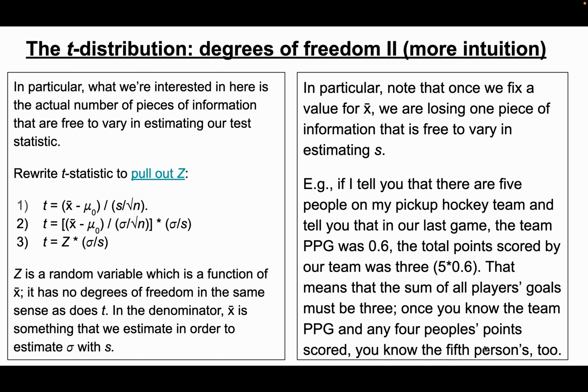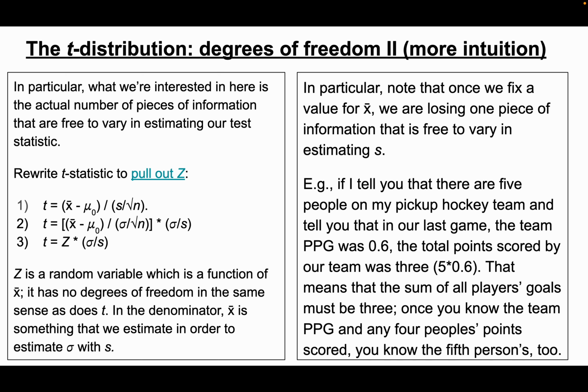So if you know for sure that there were 3 points scored by the team overall, and you know that 4 people, for instance, had 2 goals among them, that means that the fifth person must have scored 1. Or if you know that 4 other people had 1 goal between them, that means that the last person must have scored 2. Or if you know that 4 people had 3 goals between them, the last person must have scored 0. The last person is variable, it doesn't matter who it is, it could be any of the 5 people. But the point is that once you know 4 of the people, then you know the value of the fifth.